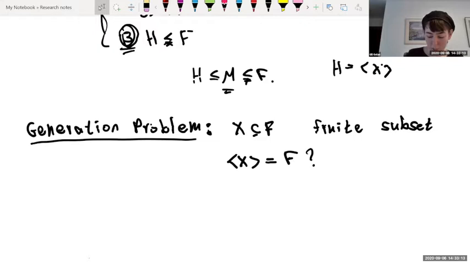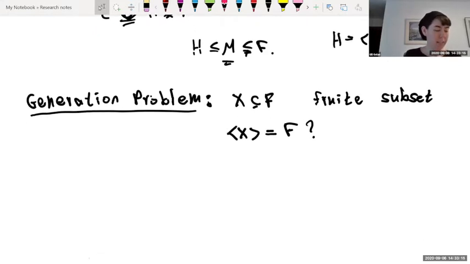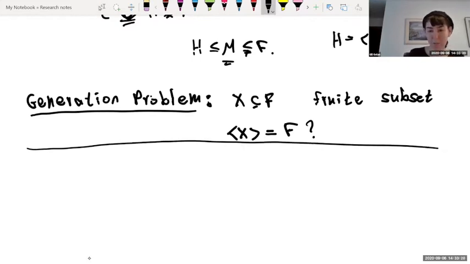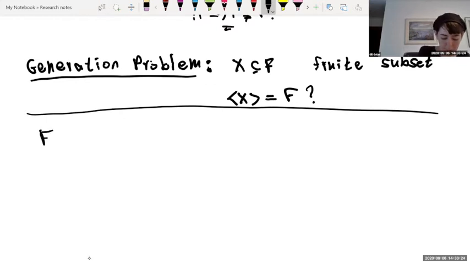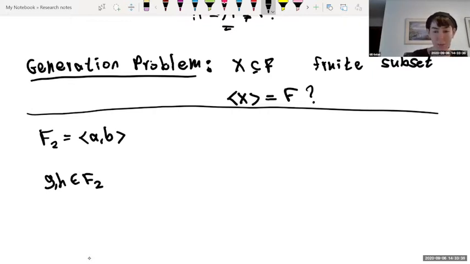So before we talk about the generation problem in F, let us consider very briefly the same problem, but for free groups. Let's take the free group F2 generated by A and B. And let's say for simplicity that I take just two elements, G and H in F2, and I want to decide whether the elements G and H generate the entire group F2. Okay, so there is an algorithm for that.